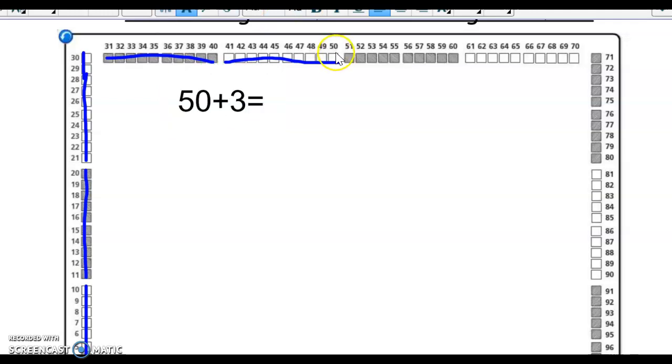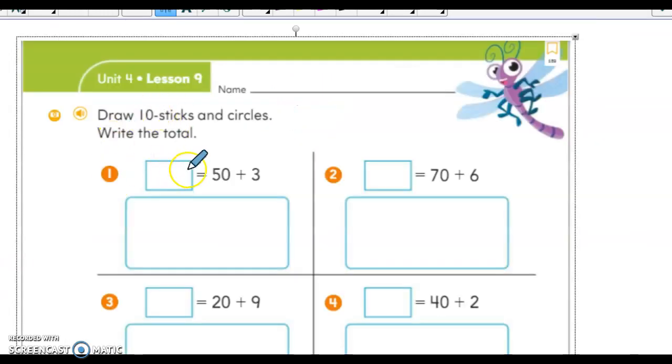So we have to do 3 more spots. So we're 50 plus 3. 50 plus 1, 2, 3. What did we end up on? Yep, 53. Now on our workbook, like we just did, we figured out that this is 53.